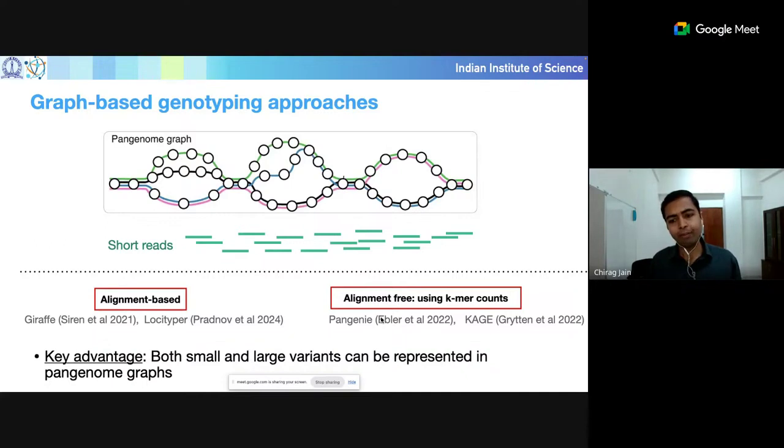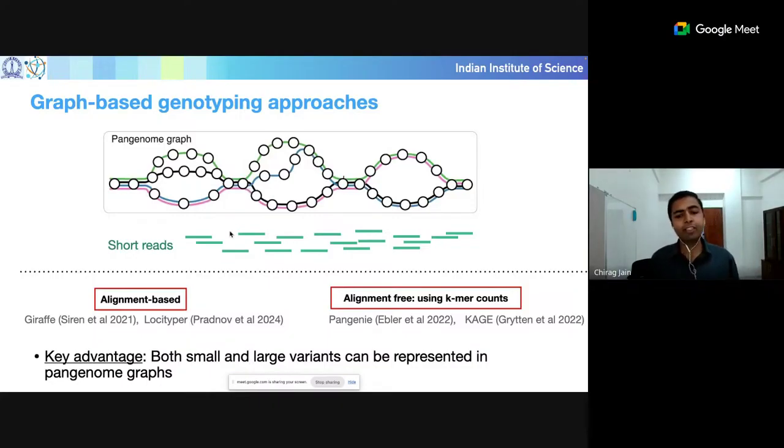Similarly, in alignment-free methods, I can consider the K-mer frequency. For example, I can consider the K-mers on this path and the frequency of those K-mers in the short reads. Similarly, the K-mers on this other path and their frequency in the short reads. And based on the K-mer counts, one can infer the most likely allele that would be part of the target sample.